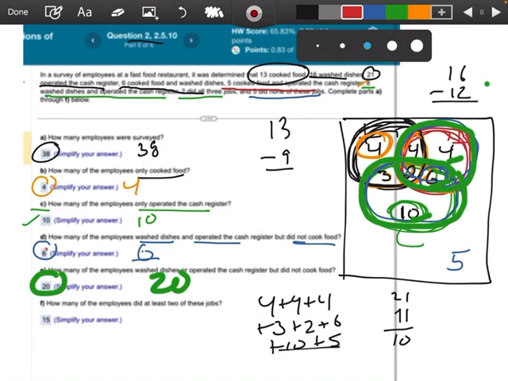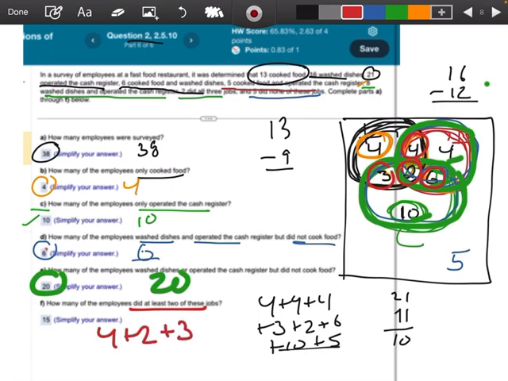Now, how many employees did at least 2 of the jobs? At least 2 of the jobs means they did 2 jobs or they did all 3. So I'm going to take 4 plus 2 plus 3 plus 6. 1, 2, 3, 4, those right there. So that's 10 and that's 5. That should give me 15, and there's our 15. Okay, y'all got questions? Let me know. I'm happy to help.